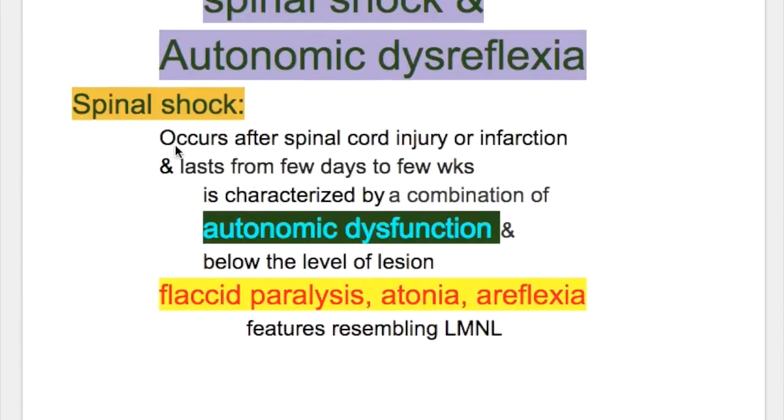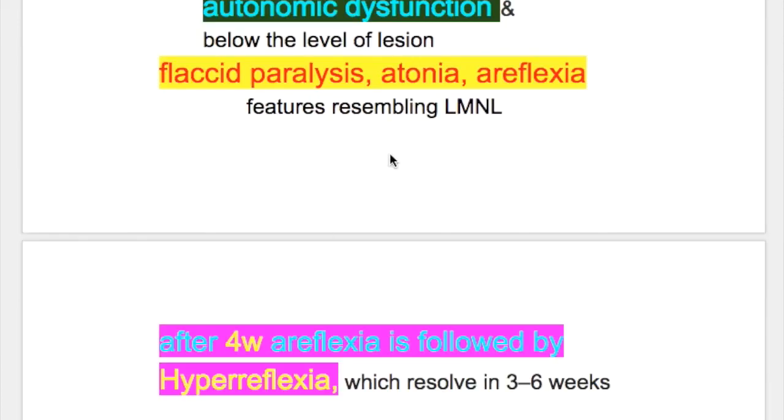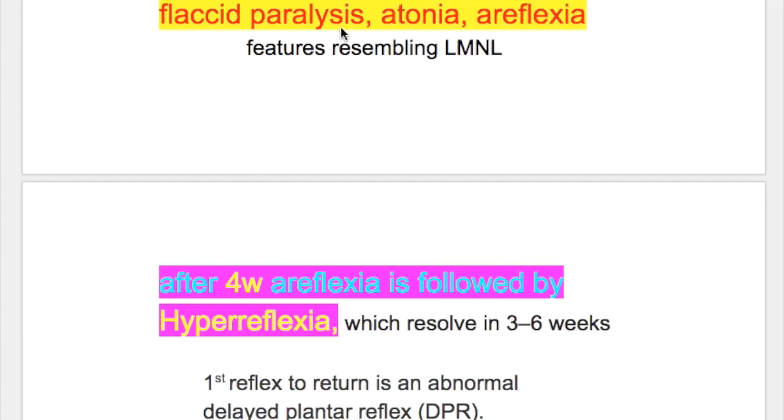How long does it last? It lasts from a few days to a few weeks and is characterized by a combination of two features: autonomic dysfunction and, below the level of lesion, flaccid paralysis, atonia, and areflexia, features resembling lower motor neuron lesion. And this areflexia or hyporeflexia is replaced by hyperreflexia after 4 weeks. Hyperreflexia resolves in 3 to 6 weeks.